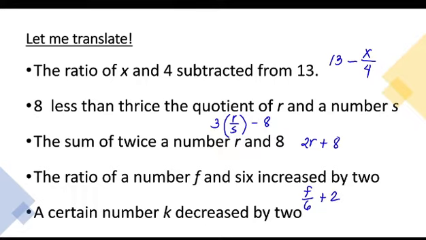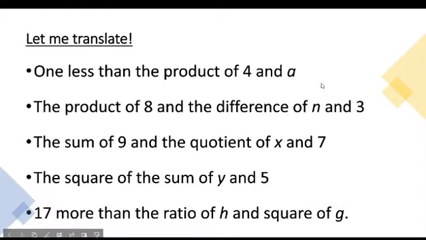Okay, how about the next one? A certain number k decreased by 2. We're just talking about the variable k here. Decreased by 2, so that is k minus 2. Okay, let's have more. I have here 1 less than the product of 4 and a. So that is the product of 4 and a, which we can represent as 4a, which is 1 less. Less, that is subtraction. So 4a minus 1.